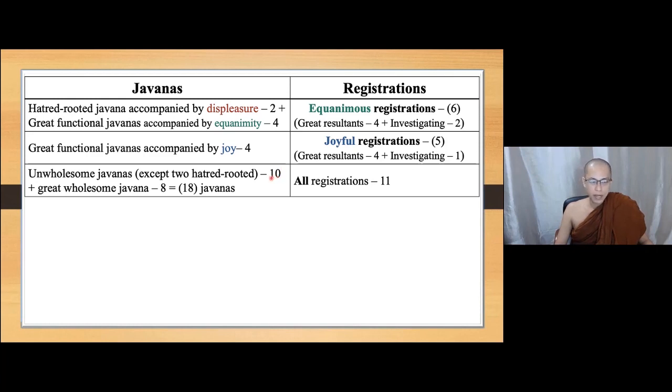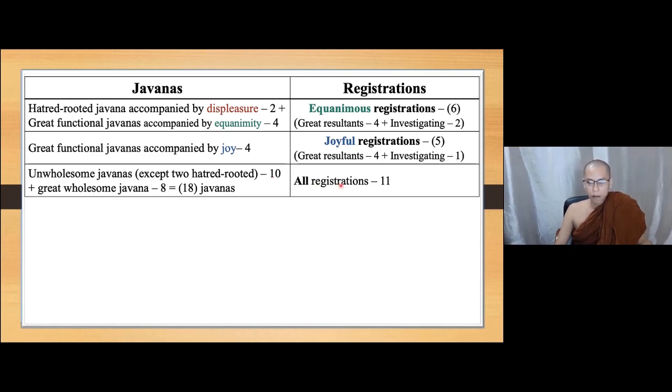So 10 unwholesome jhanas except the 2 hatred-rooted, and also the great wholesome jhanas. The resultant consciousness never performs the jhana function. So the remaining 18 are in this way. You can count in this way. After any of these 18 jhanas, registration can be possible.